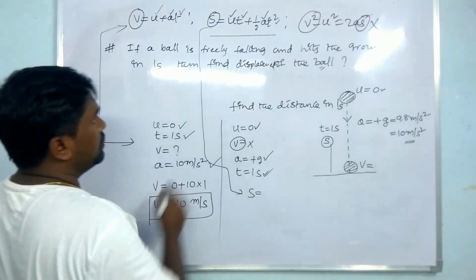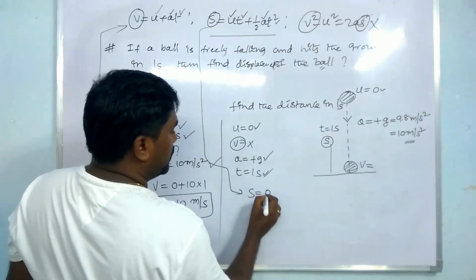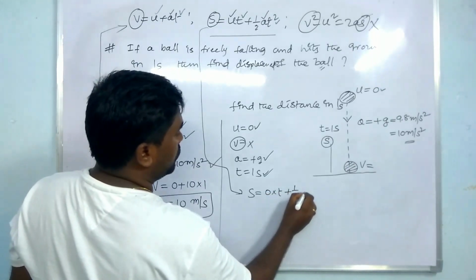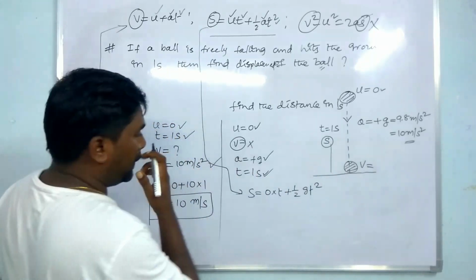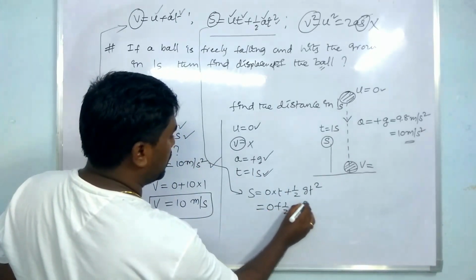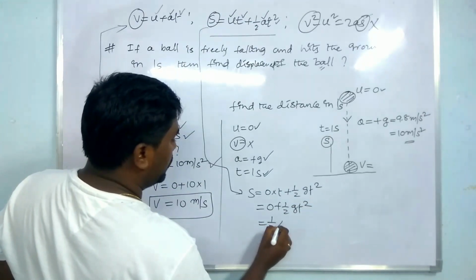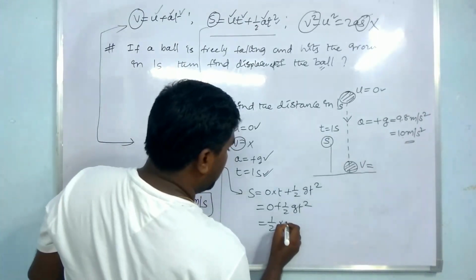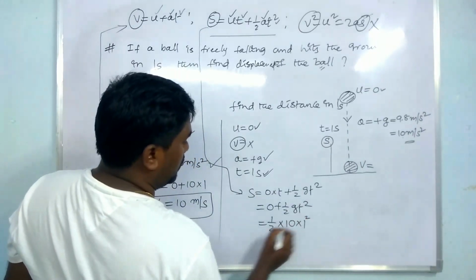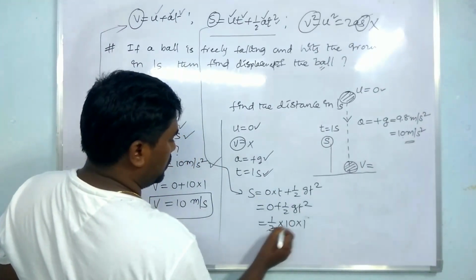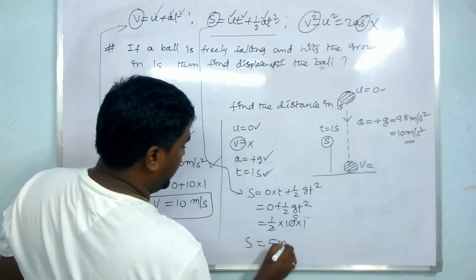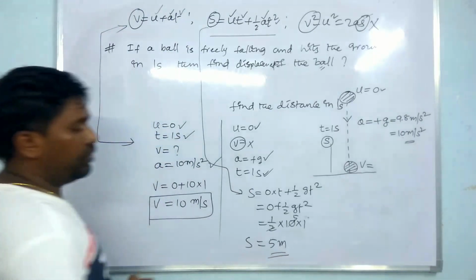S is equal to ut plus 1 by 2 gt square, which is 0 into t plus 1 by 2 gt square, which is equal to 0 plus 1 by 2 gt square. It is equal to 1 by 2 into g, nothing but 10 meter per second square, into 1 square. It is equal to 5. So S is equal to 5 meter.